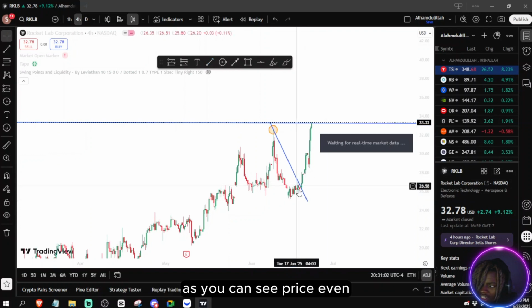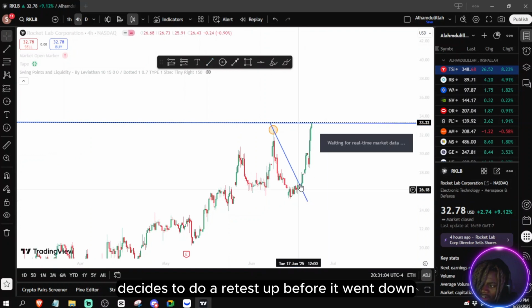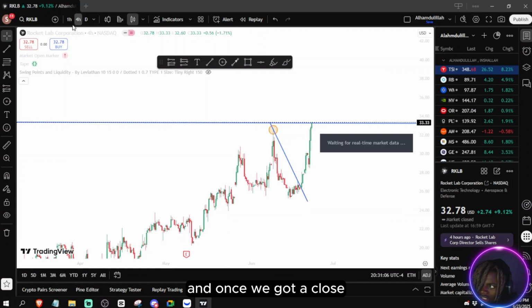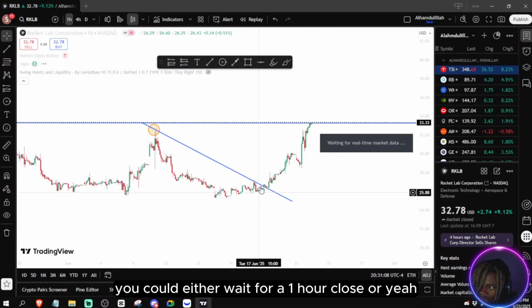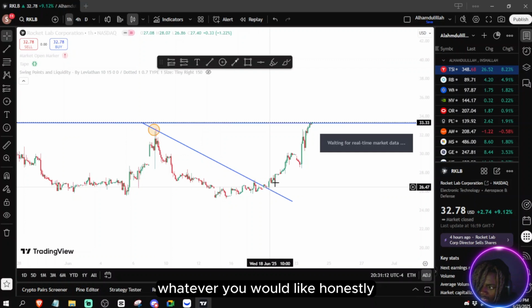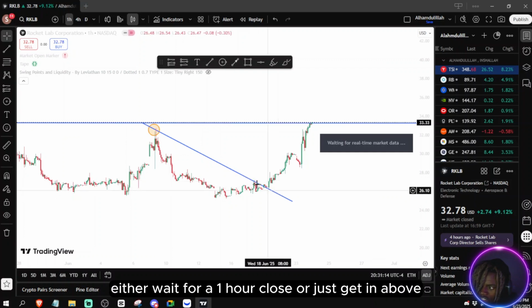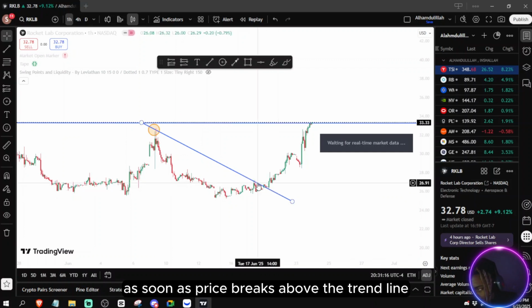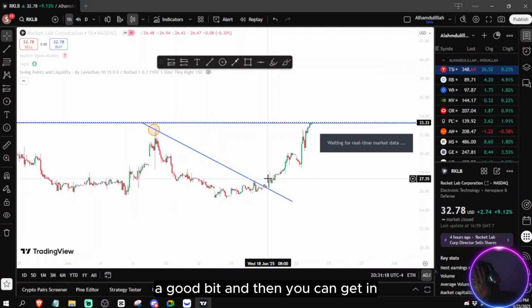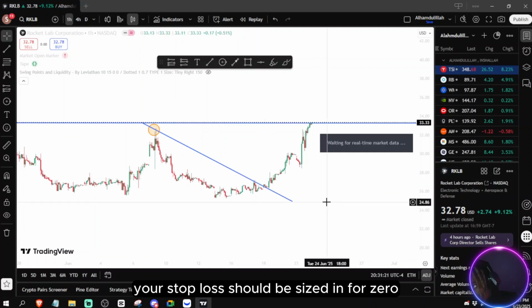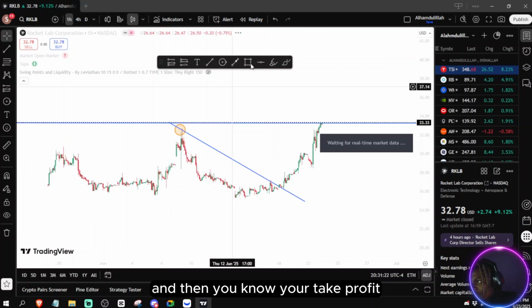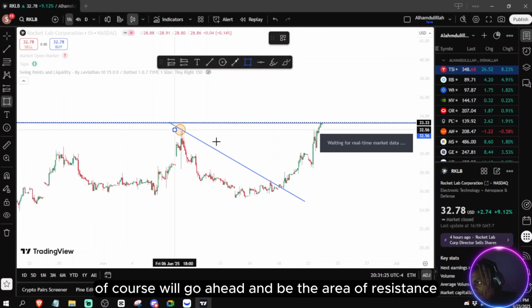As you can see, price even decides to do a retest up before it went down. And once we got a close, you could either wait for a 1-hour close or, yeah, whatever you'd like, honestly. Either wait for a 1-hour close or just get in above as soon as price breaks above the trend line a good bit. And then you can get in. Your stop loss should be sized in for 0. And then your take profit, of course, would go ahead and be the area of resistance that you drew from.